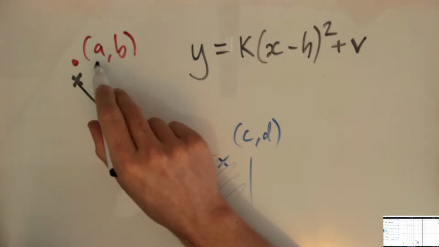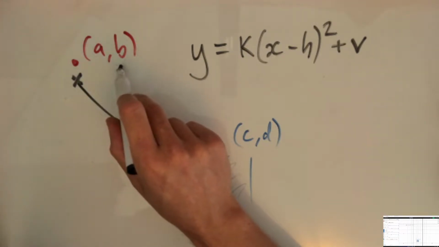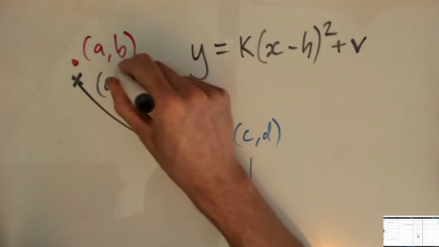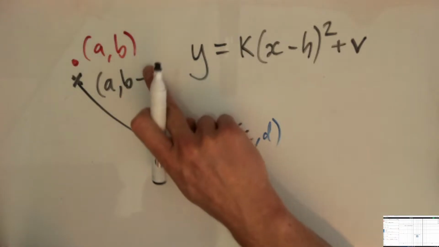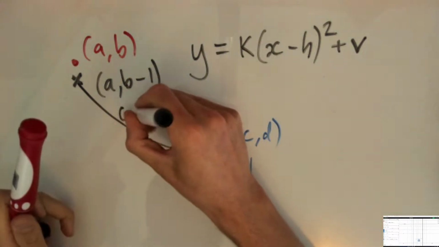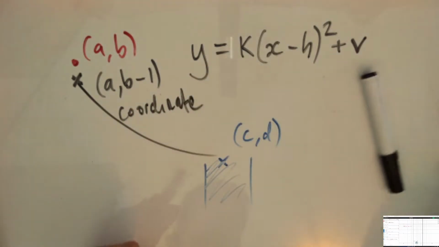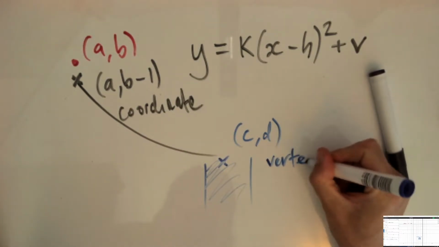And I want to drop it down a little bit. Because A is the horizontal movement and B is the vertical movement, I'm actually going to drop it a little bit. So I'm going to go A and I'm going to go B minus 1, just so it's a nice number. Right, so this is going to be my coordinate, and this over here, I'm going to use that as my vertex.